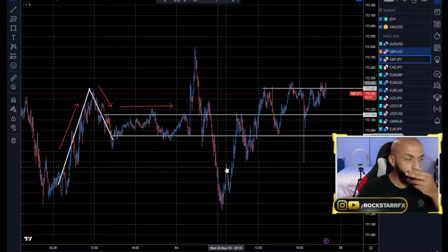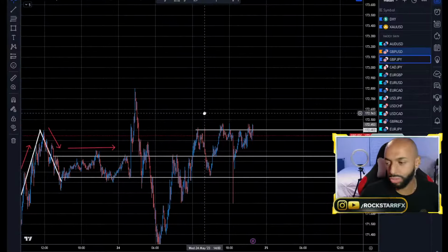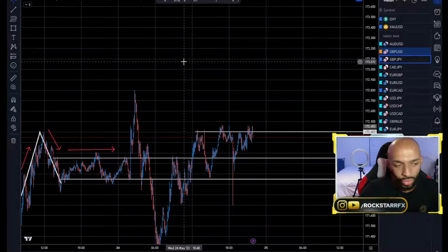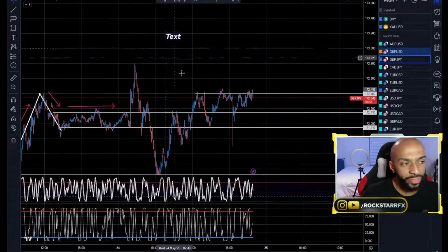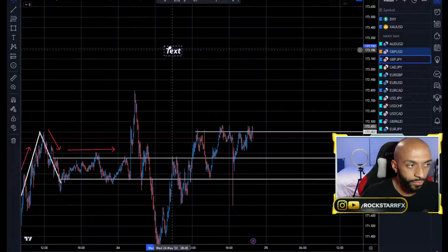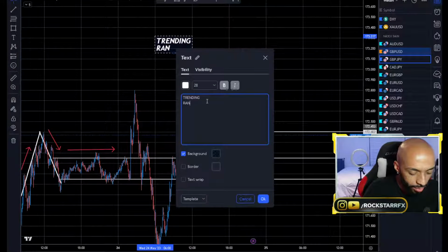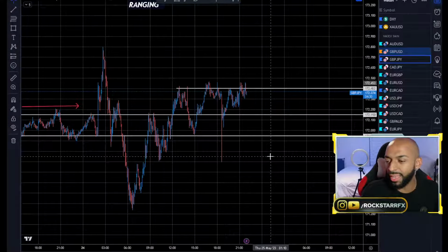Now, number 3, before we get into actually marking up support and resistance, is understanding this. When you're trading, I'm just going to stick to scalping and binary options. So when you're trading binary options or scalping short positions in the market, there are only 2 types of markets that you're typically going to want to trade. Write this down. Number 1, you have the trending market, and you have the ranging market.